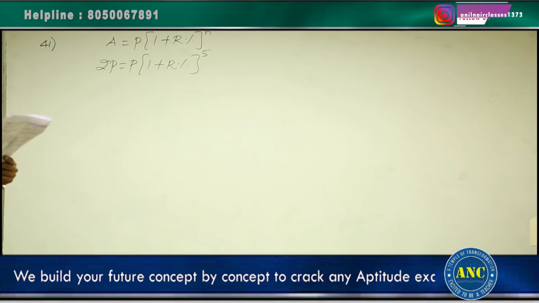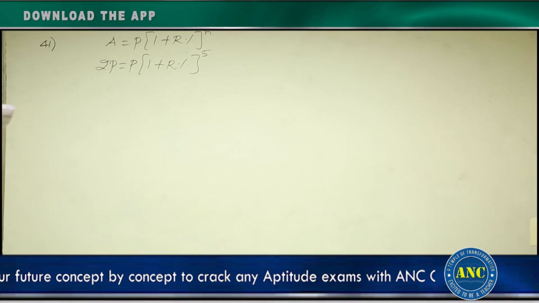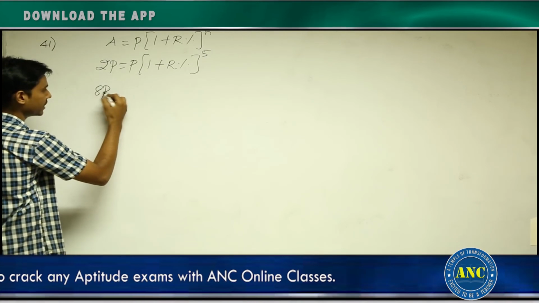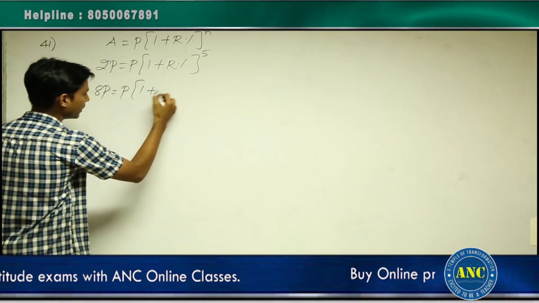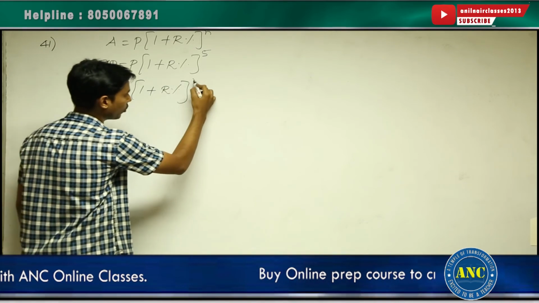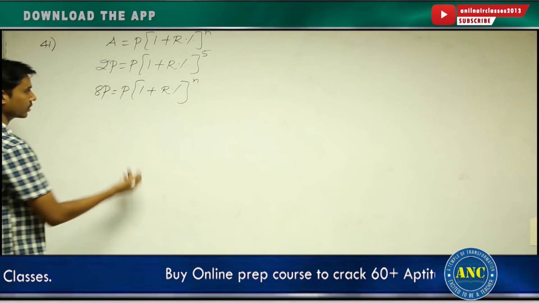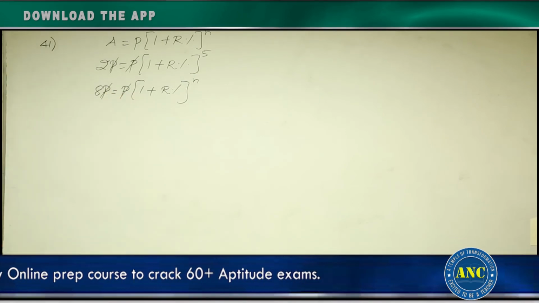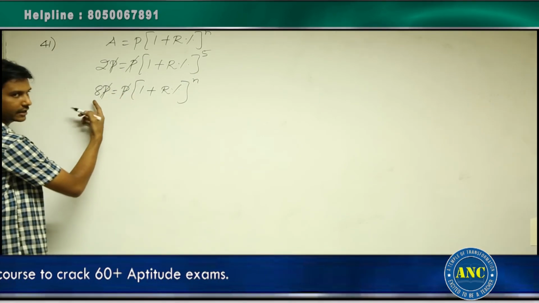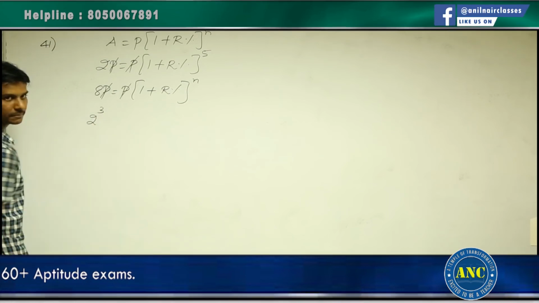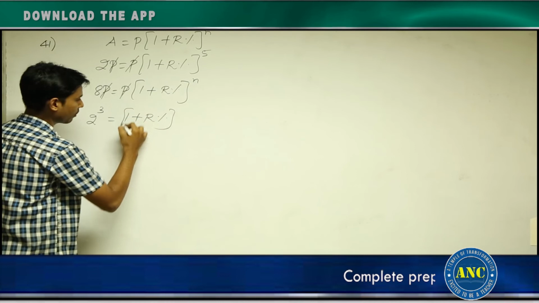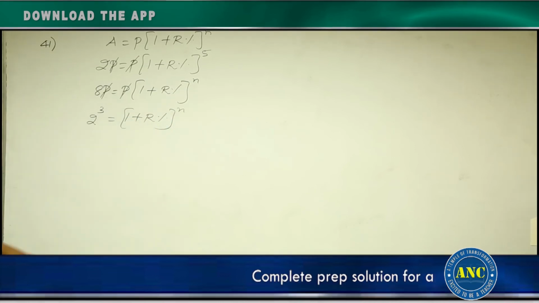In how many years will it become 8 times the principal at the same rate of interest? Question is how many years? Let it be n itself. Okay? See here. P is cancelled on both sides. Left hand side is 8. Can I write it as 2 power 3? It is 1 plus r percentage to the power of n.